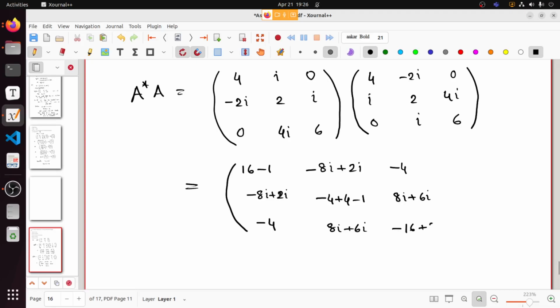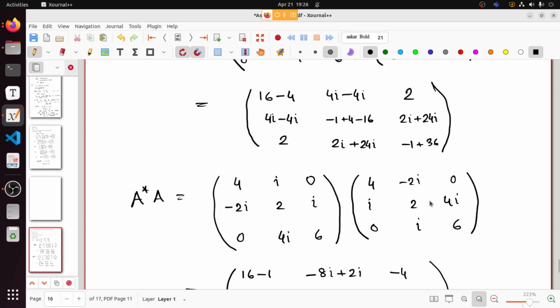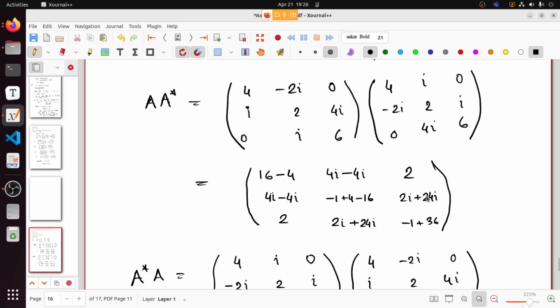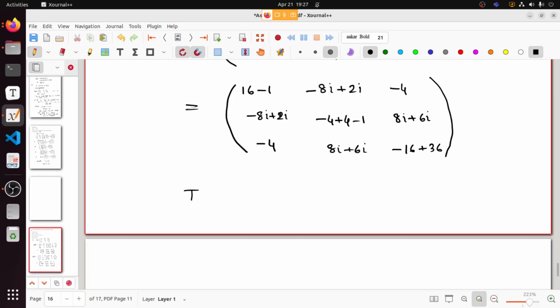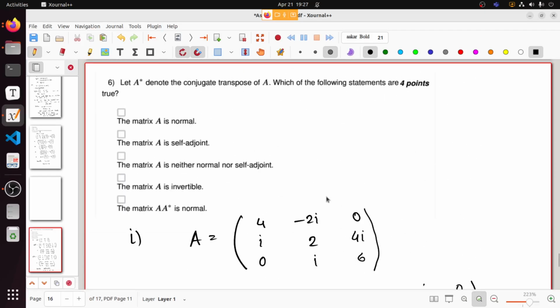minus 16 plus 36. So let's check, is A star A equal to A A star? First entry, here it's 12, here it is 15. So the first entry itself is not equal, so they are not equal. Therefore A star A is not equal to A A star, which implies A is not normal. So the first option is false.